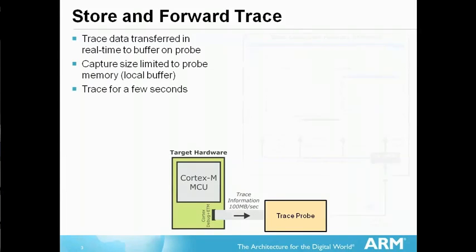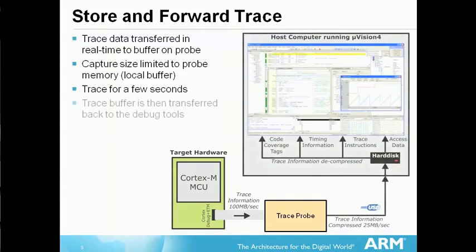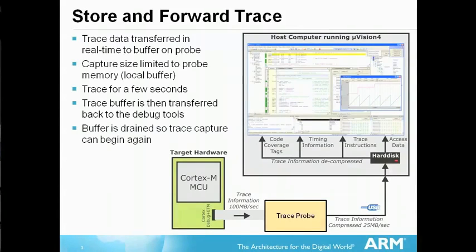The buffered trace data is then transferred back to the debug tools as an atomic trace capture session, which is then decompressed and displayed as the trace information that you see in the debugger windows. The probe can now be used to capture trace again once it's reprogrammed, but it will have missed the events that have occurred between the buffer becoming full and it being drained and then reset. This represents many millions of instructions that simply cannot be traced.